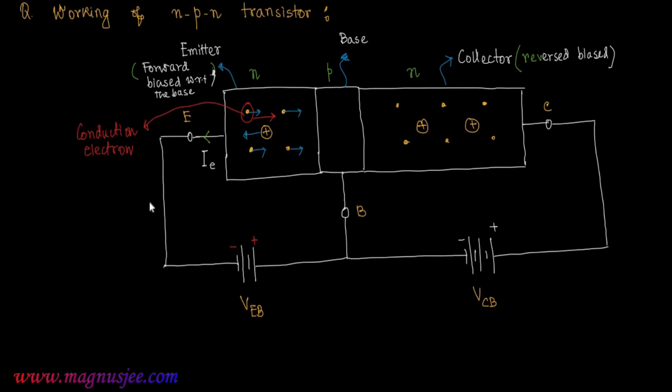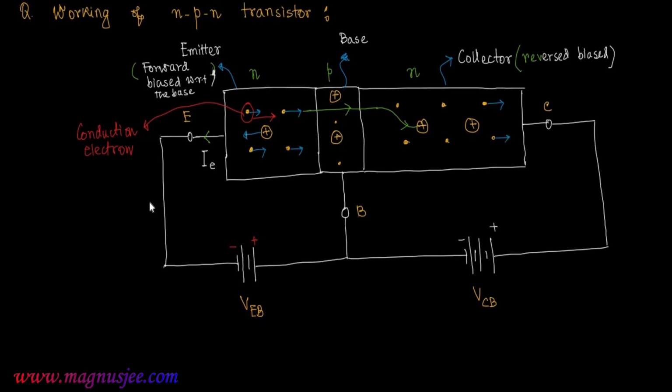In this case, if we erase these holes, now we can denote the holes in this position and holes in this position, and the conduction electrons. Now we can denote the direction of motion of conduction electrons. Say this conduction electron will cross the base and reach the collector, and it will recombine with this hole, and it will produce collector current.